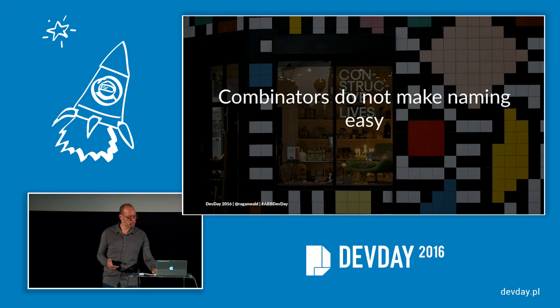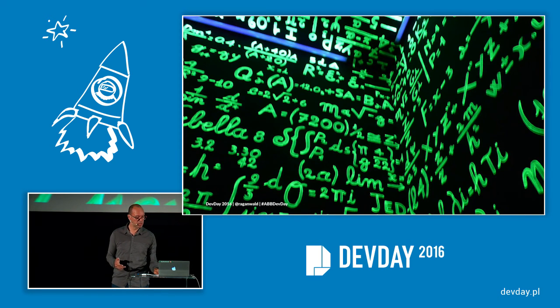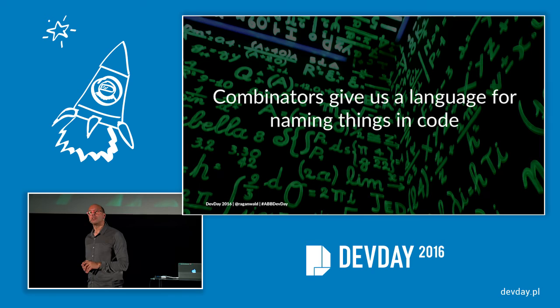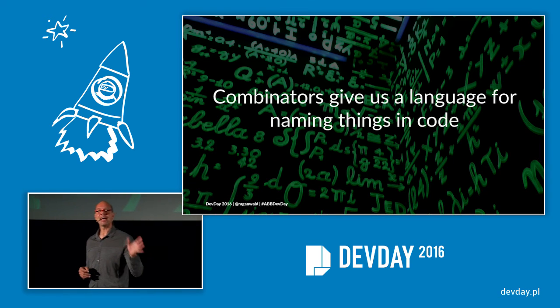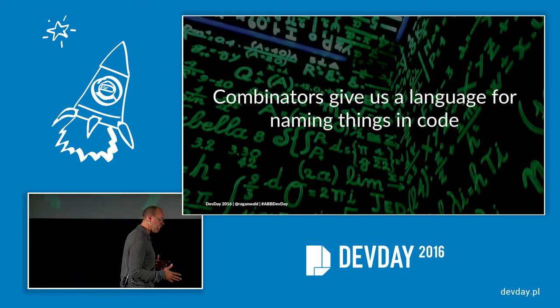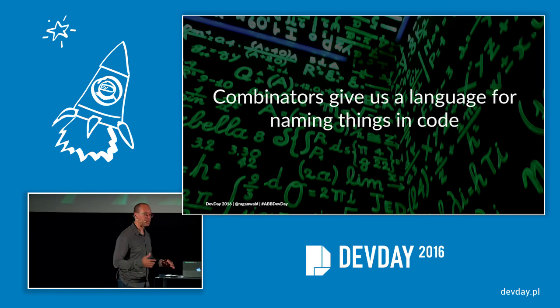However, things like combinators give us a language for naming things. They give us a way to talk about the relationships between things. They give us a way to talk about the pieces of things.